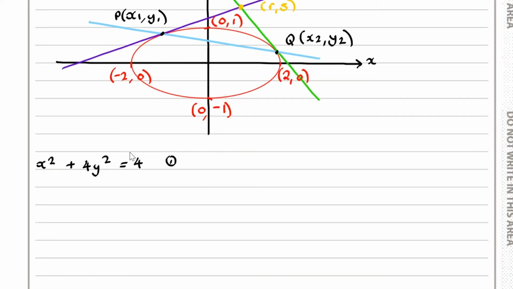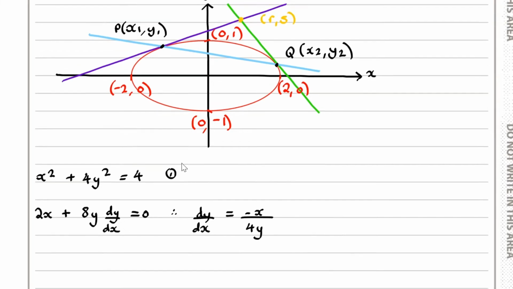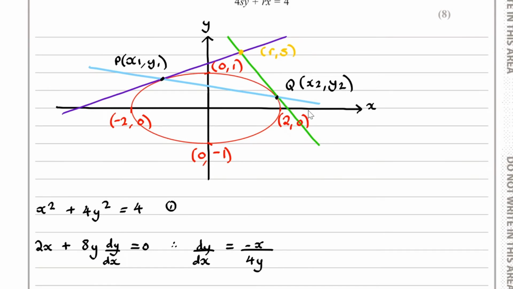So I've got this first equation here, and if I differentiate using implicit differentiation, we end up with 2x plus 8y dy over dx equals 0. Now that's quite useful because we can therefore see that dy over dx is equal to minus x over 4y. Okay? Now, we can find out the equation of the tangent at P and the equation of the tangent at Q by substituting these coordinates into this function here.